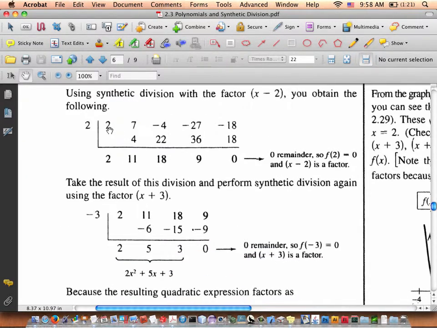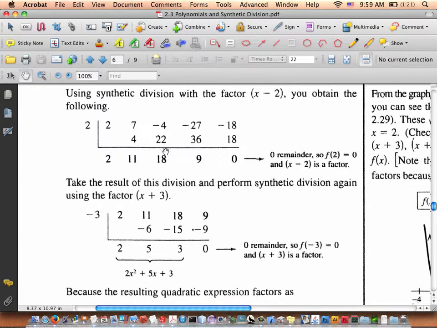So we start with 2, 7, negative 4, negative 27, negative 18, and right here, Abby, they drop the 2. 2 times 2 is 4. 7 plus 4 is 11. 2 times 11 is 22. Negative 4 plus 22 is 18. 2 times 18 is 36. Negative 27 plus 36 is 9. 2 times 9 is 18. Negative 18 and 18 is 0. We've just found a remainder of 0. And that confirms, Caitlin, that x minus 2 is a factor.